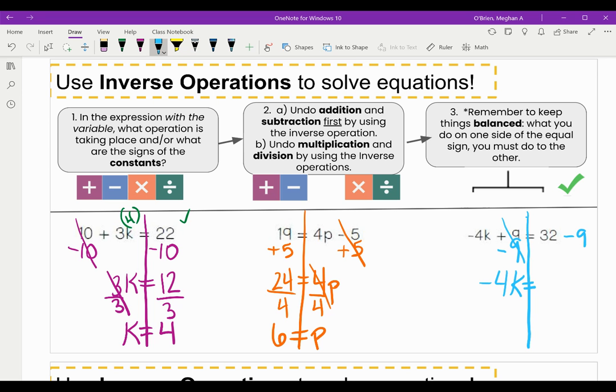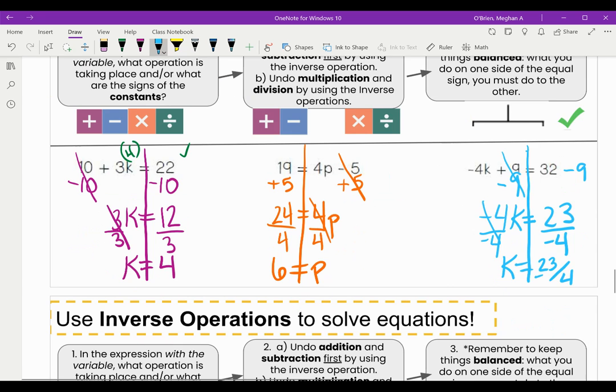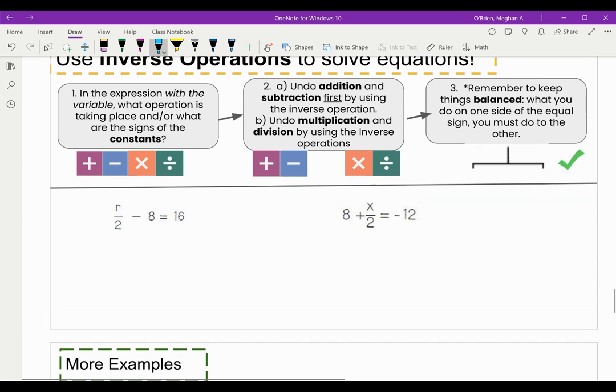Well, 32 take away 10 would be 22, so that'd be 23. And then I have to, again, undo this multiplication. So I'm going to divide by -4. What's there? It would be +1, which I want. And then I have to do it over here. And k equals -23 fourths. I can just leave it like that. You can turn it into a mixed number if you want. All right, let's take a look at some more.